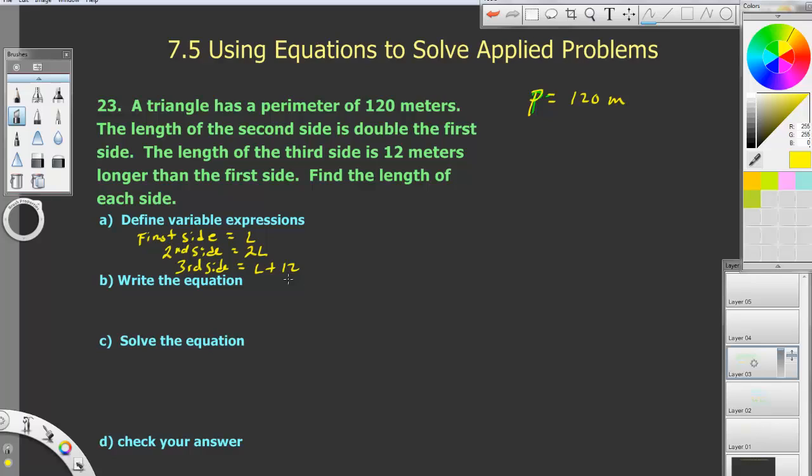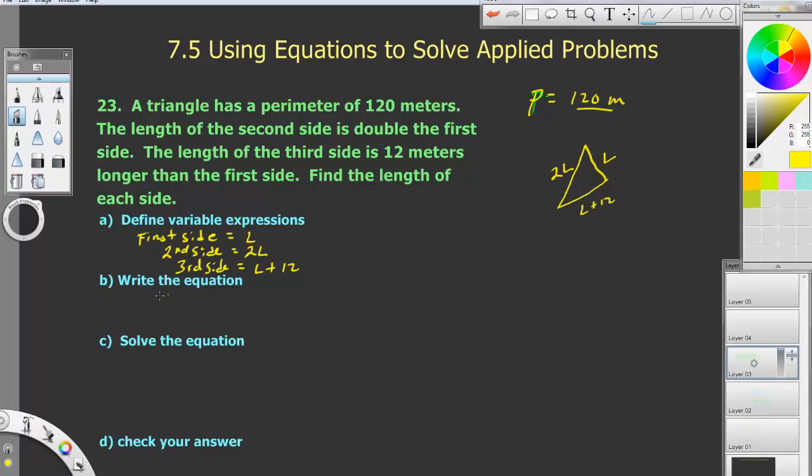Part B says write the equation. Well, what equation? That's the perimeter equation. If you have a triangle, not to scale in any way, shape, or form, but if the first side is L, and this is L plus 12, and this is 2 times L, that's actually not a bad-looking scale triangle. To find the perimeter of that, we add all these up, and it's equal to 120.